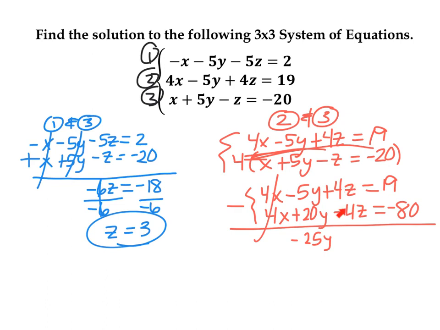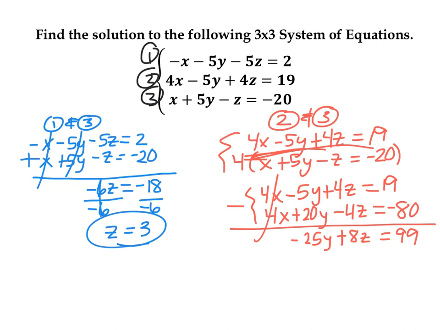4z minus negative 4z, right? This minus negative changes to positive, so this really turns into 4z plus 4z, and that gives you 8z. And then lastly, 19 minus negative 80 turns into 19 plus 80, so that's 99. Okay, we were able to cancel one of the variables, right, in the process.